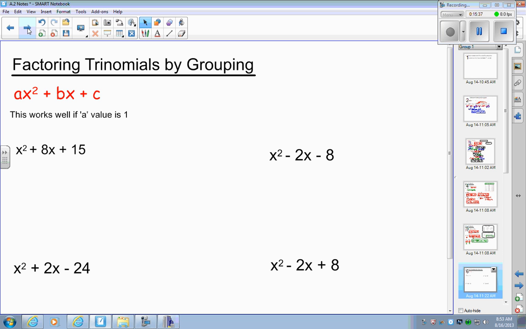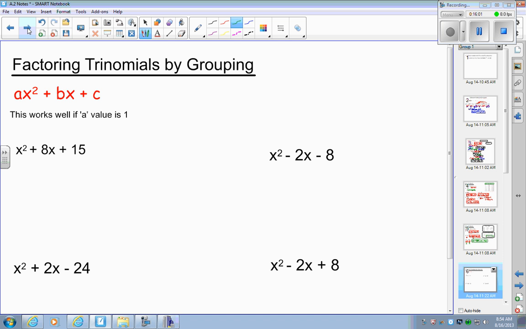Okay, now we're going to get into the trinomials. You guys have been doing factoring for a long time, since Algebra 1. You did it in Algebra 2. Some of these are going to be a little bit more difficult. If you have a method that works for you now, go ahead and do it. I'm going to show you guys kind of a little different way here.